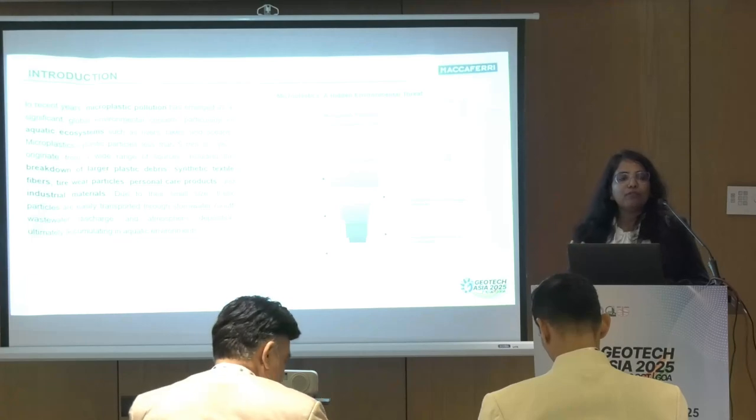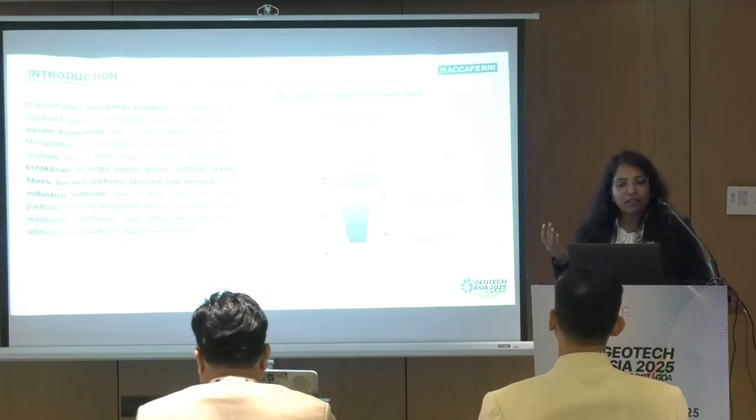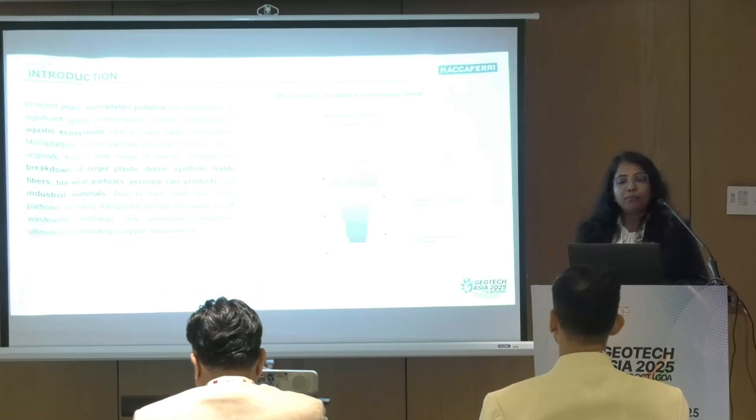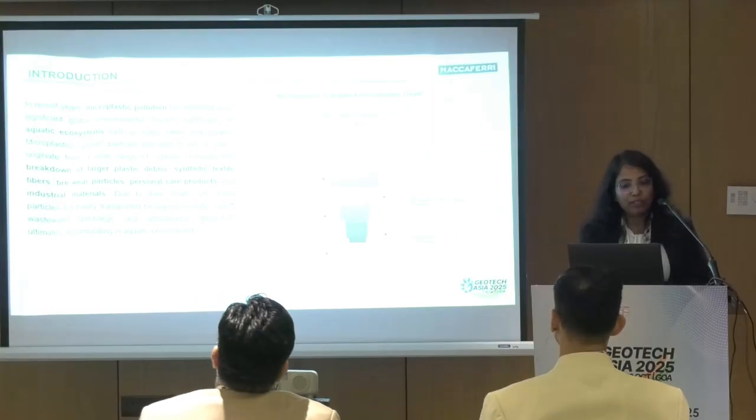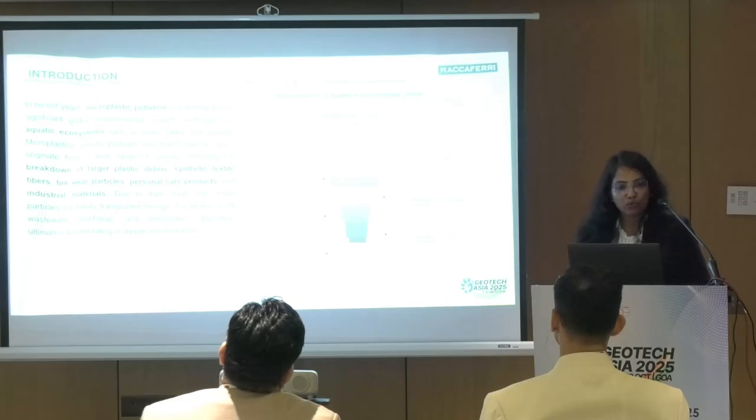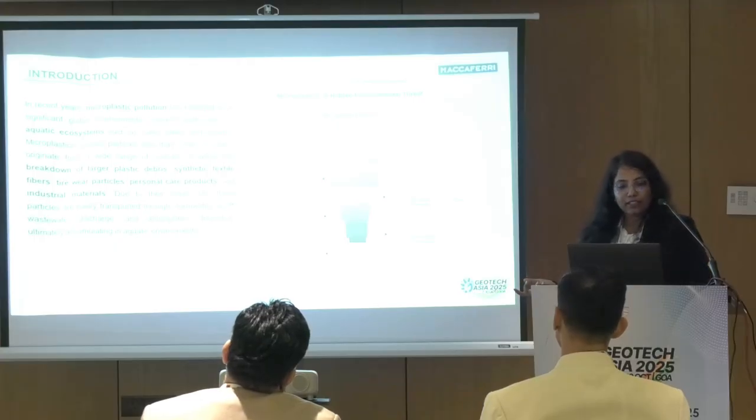So we have to be mindful about its long-term environmental impact as well, particularly in the aquatic ecosystem, such as rivers, lakes, and oceans. Microplastic particles, less than 5 mm in size, originate from a wide range of sources. These include the breakdown of larger plastic debris, synthetic textile fibers, tire wear particles, personal care products, and so on.